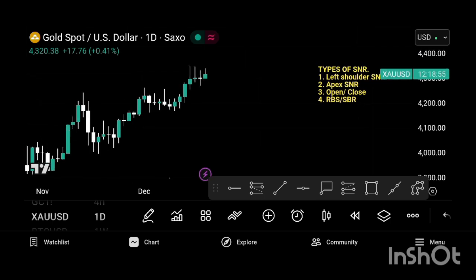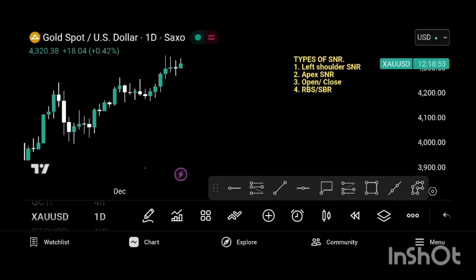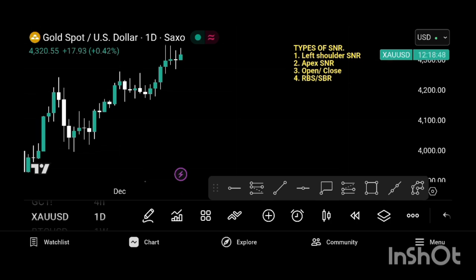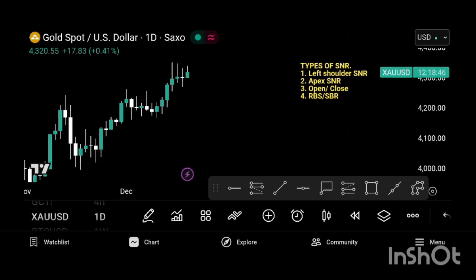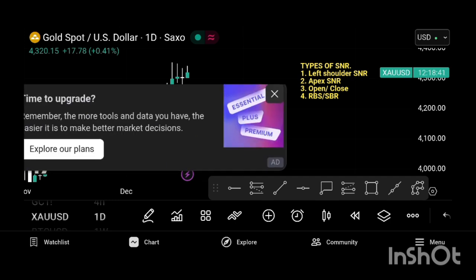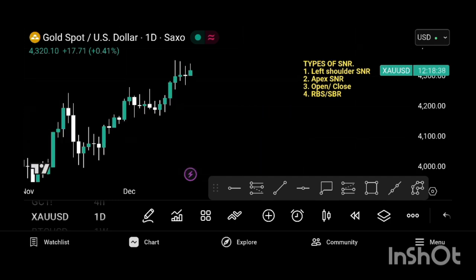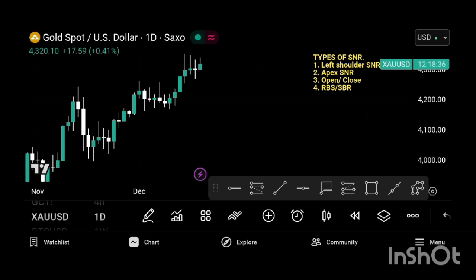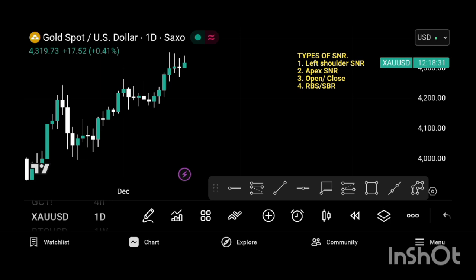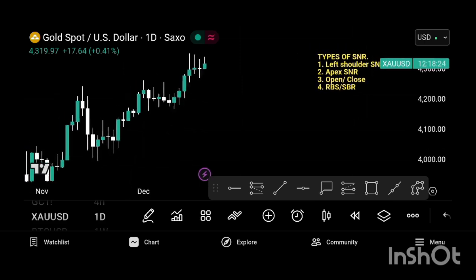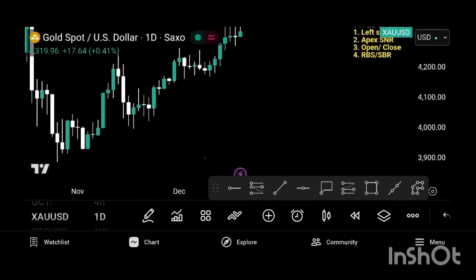All right, why is it important to understand the different types of SNR? It is important to understand the different types of support and resistance because it helps you to know how to navigate the market. When you understand these types of support and resistance, you'll be able to identify them in the market, because those are the levels that trading occur from. That is where major institutional moves happen in the market. Okay, so let's proceed to the chart as I show you different examples.